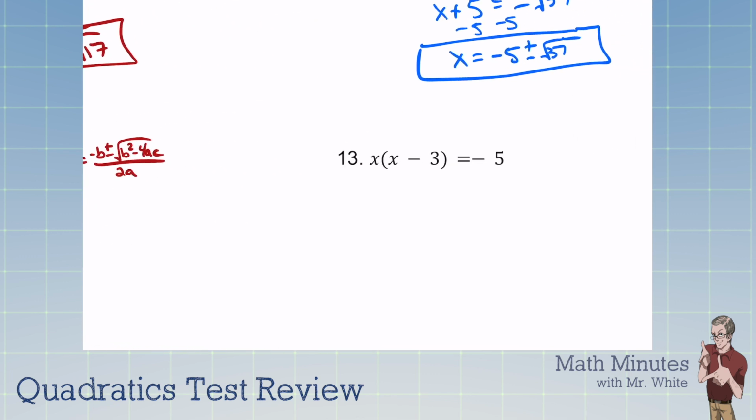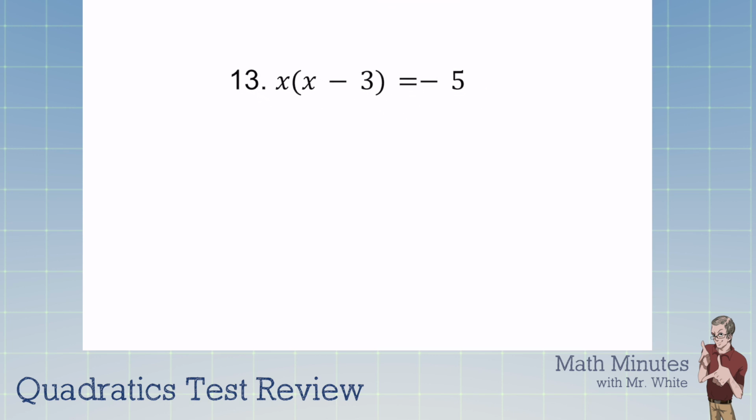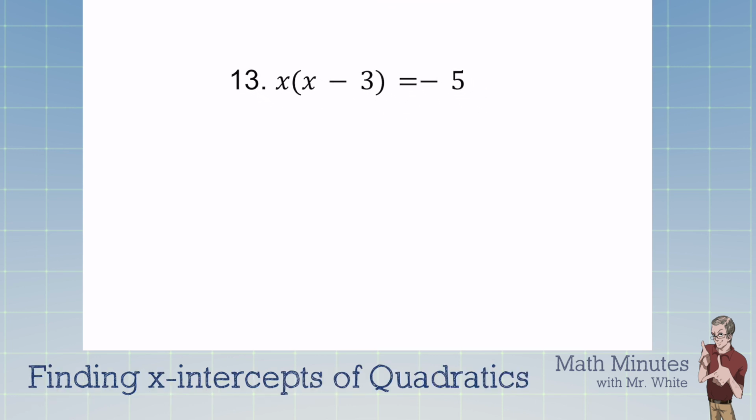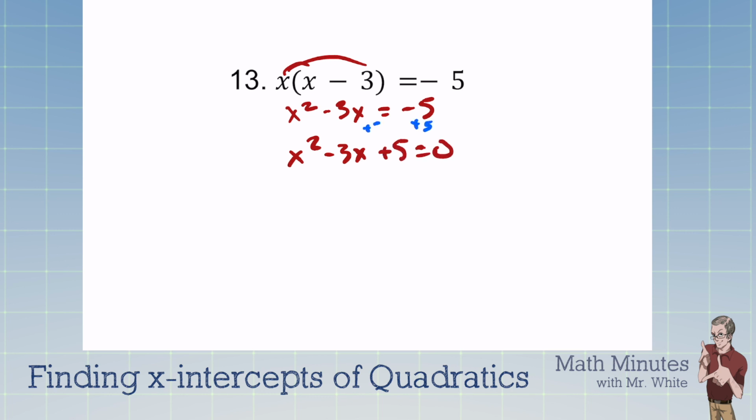Let's do another example with the quadratic formula. You notice how this is not in the right form, so we're going to have to distribute first. X squared minus 3x equals negative 5. So x squared minus 3x plus 5 equals 0. How did I do that? I added 5 on both sides. So now I see A is 1, B is negative 3, and C is 5.